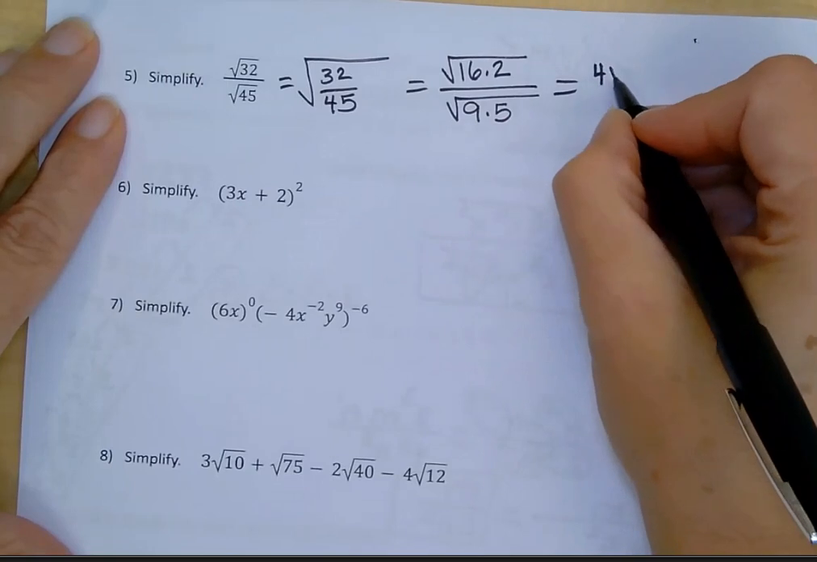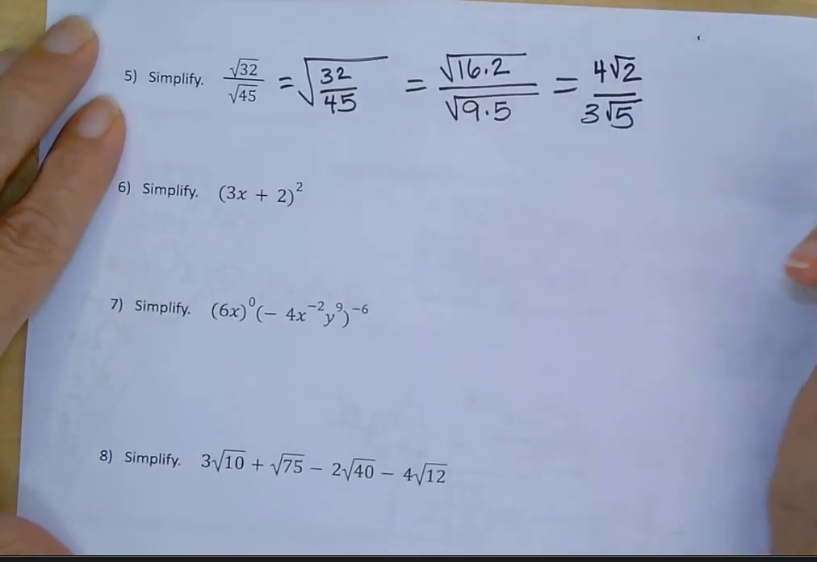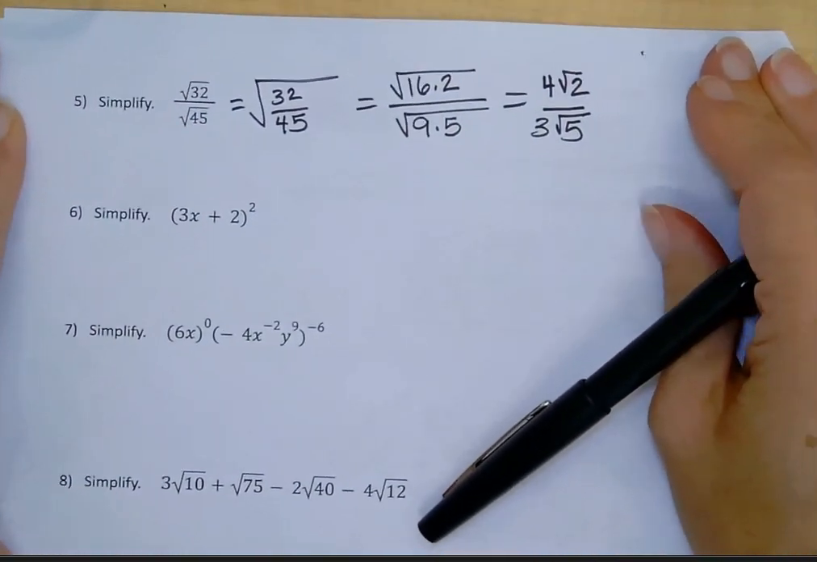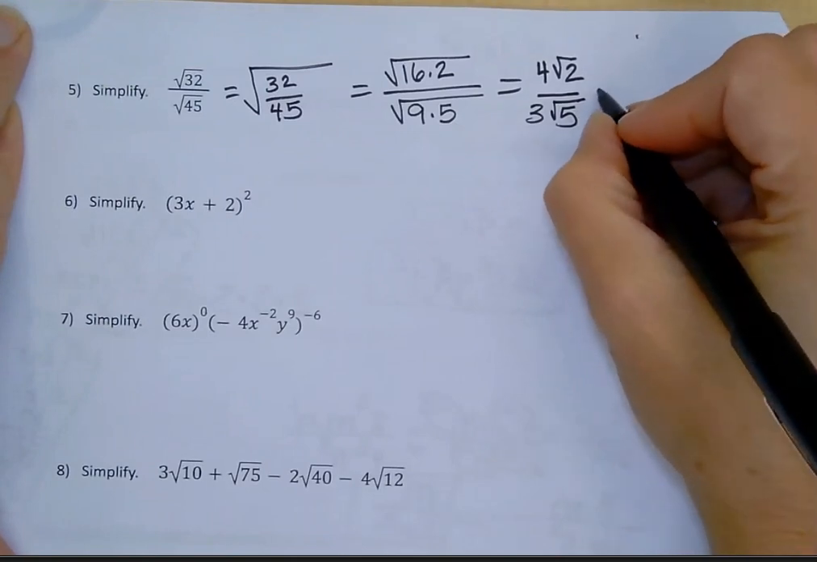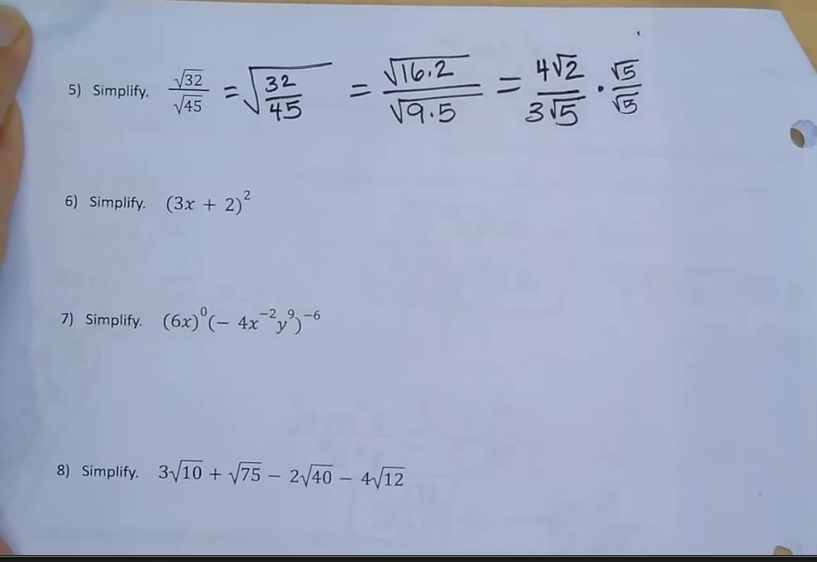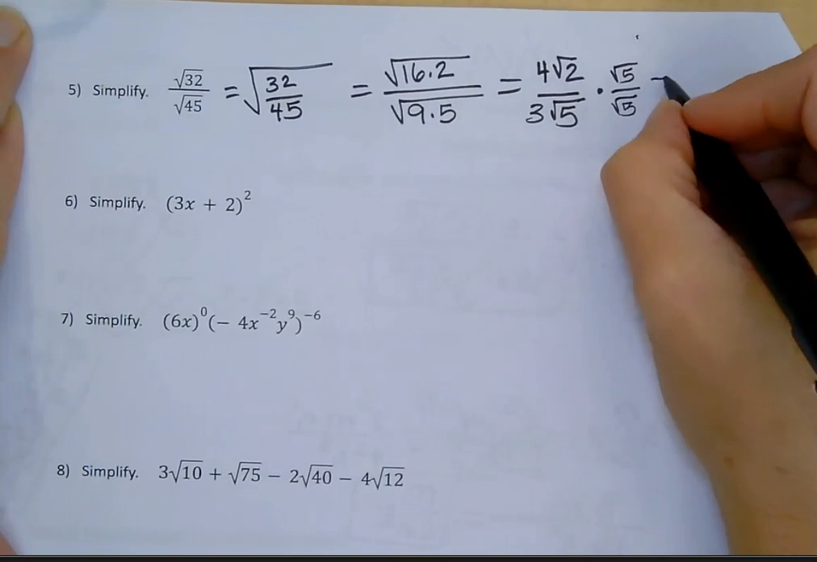I have 4 times the square root of 2 over 3 times the square root of 5. Now that is true, but we don't like to leave radicals in the denominator, right? So to get rid of the radical in the denominator, I'm going to multiply by square root of 5 over square root of 5. Right? Because I'm really multiplying by 1. I'm not changing the amount.